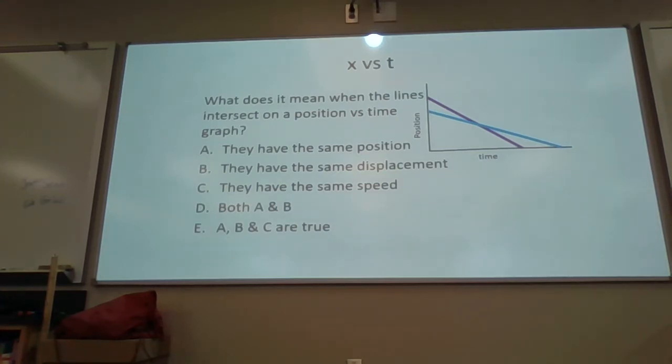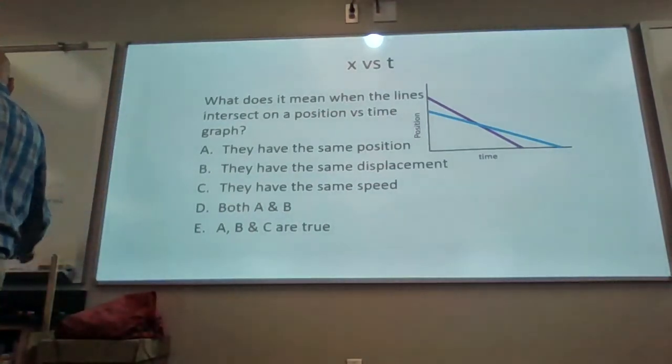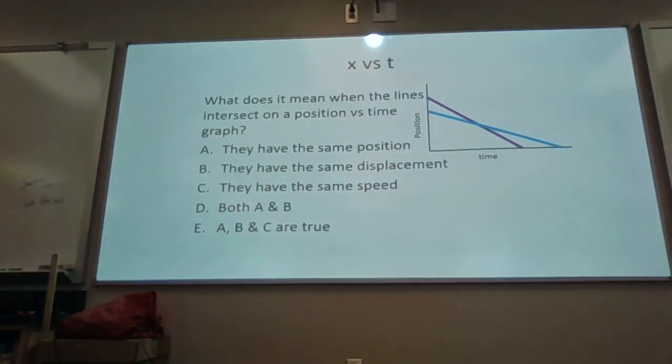What do you guys say? Oh, that's better. Okay. Oh, we got a smattering. Okay. So, what on a position versus time graph tells us speed or velocity? The slope. Do they have the same slopes? No. C's out.